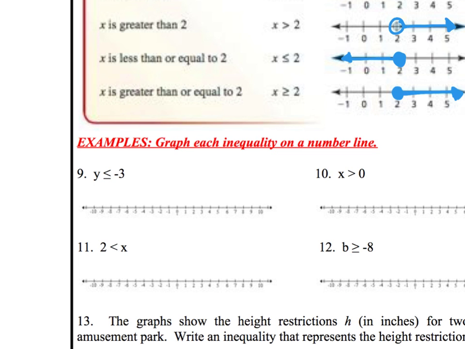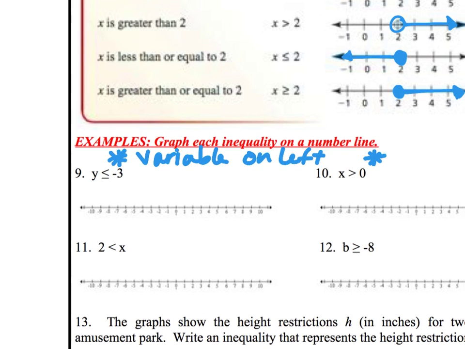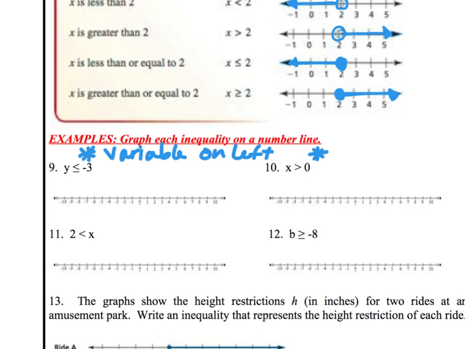When we graph, there are two helpful things to remember. We want the variable on the left. So in your little inequality sentence, you want the variable on the left. And the second thing is that, if your variable is on the left, then you can make your inequality sign an arrow to tell you which way to draw your arrow.